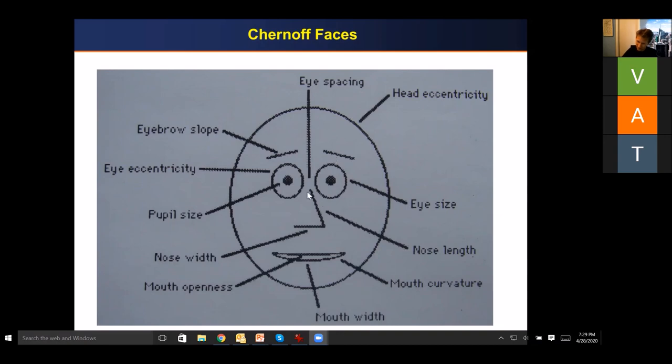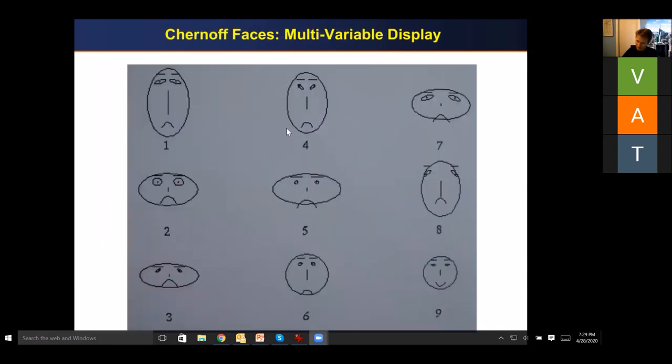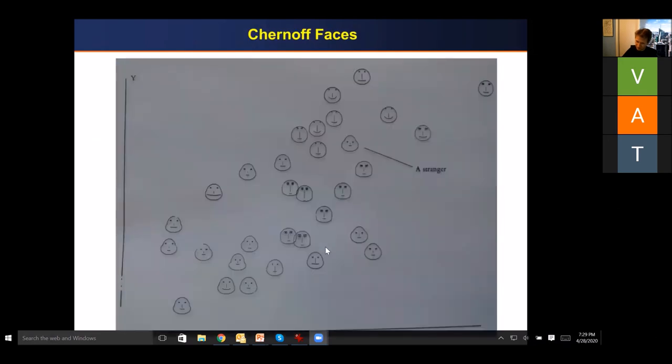You can come up with certain mappings and then derive a certain face for a certain person, right? And then you can plot them. Let's say there's two variables X and Y, and then you plot these faces in that space, right?